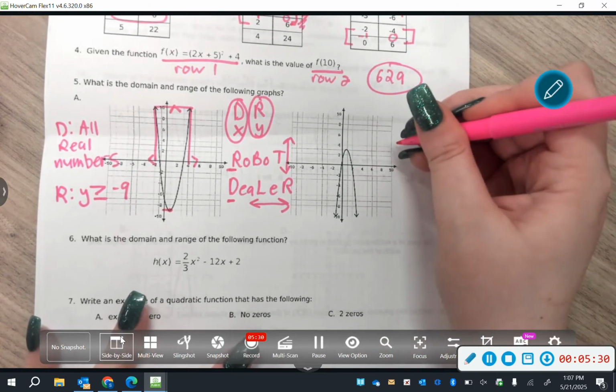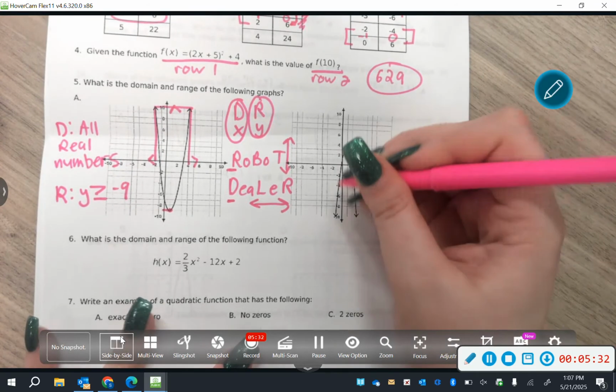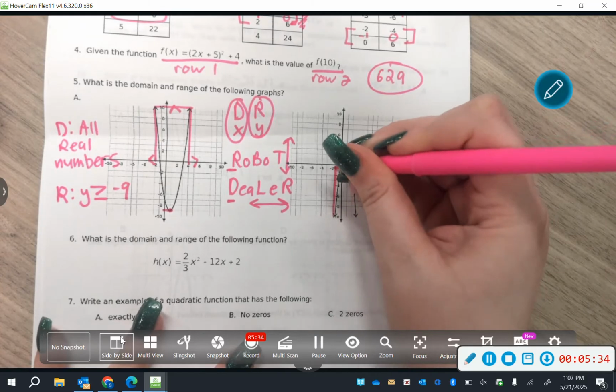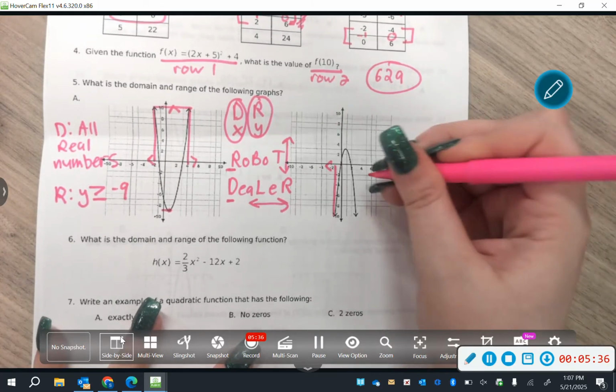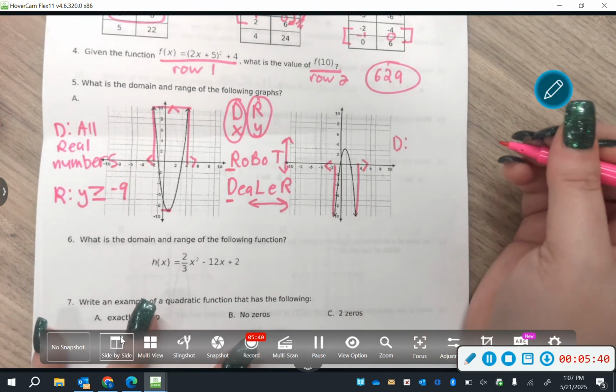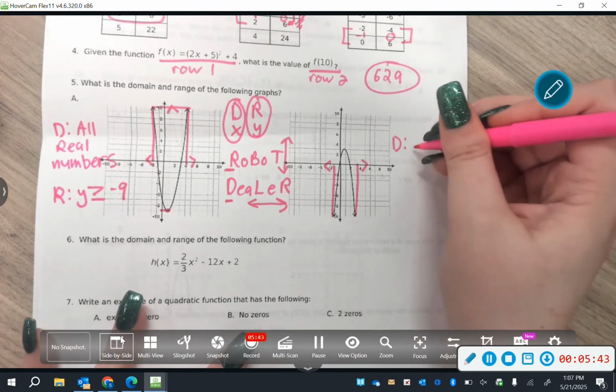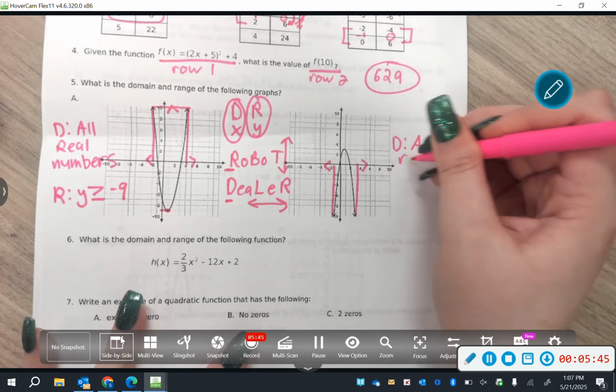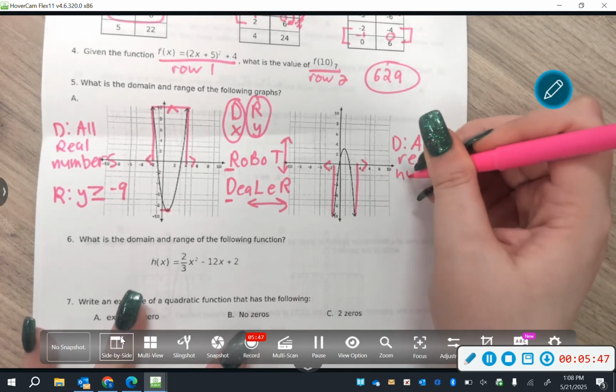Okay, same thing on this one right here, domain, left and right. Even though the picture stops here, there's an arrow, so it's going to keep going this way. Same thing on this one, it's going to keep going this way. There's nothing stopping it from going left and right. Our domain is all real numbers.